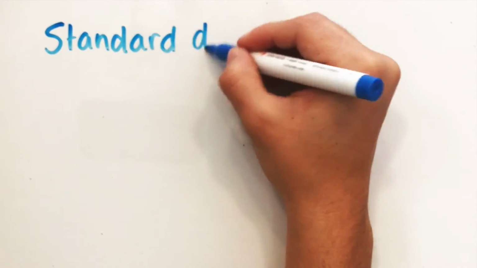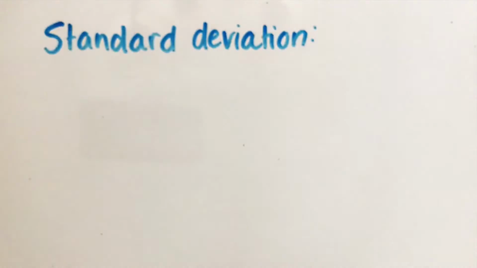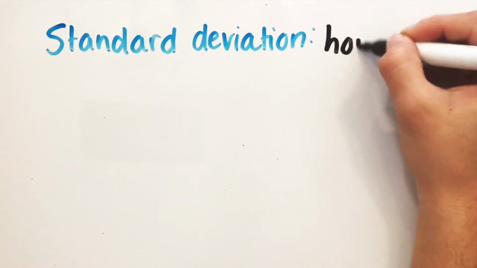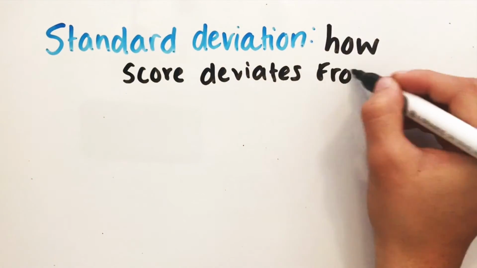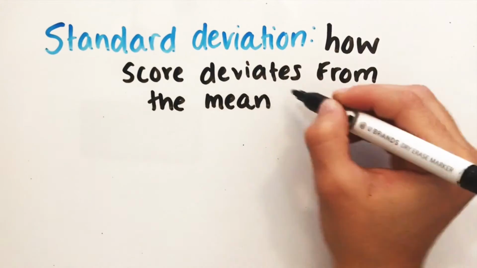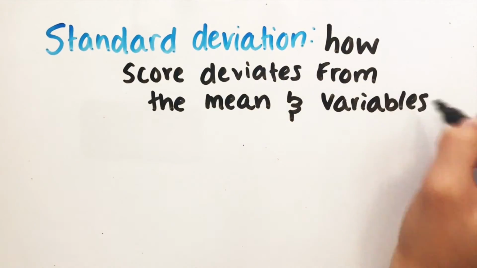Continuing, we have the standard deviation. The standard deviation is a computed measure of how much scores vary around the mean score. The standard deviation tells us exactly how much variance there is in a distribution.